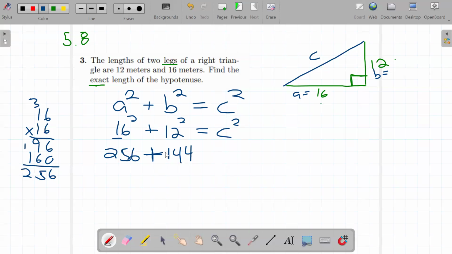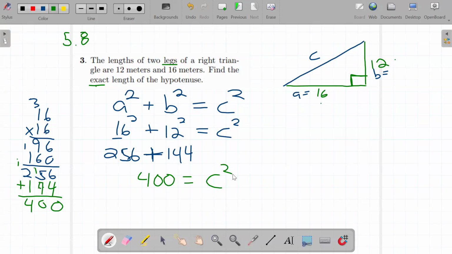So next I have to add those up. So underneath here, I'll add 144. 6 and 4 is 10, carry the 1. 5, 6, 7, 8, 9, another 10, that's nice. 1, 2, 3, 4. Oh, exactly 400. All right, so c squared is equal to 400.